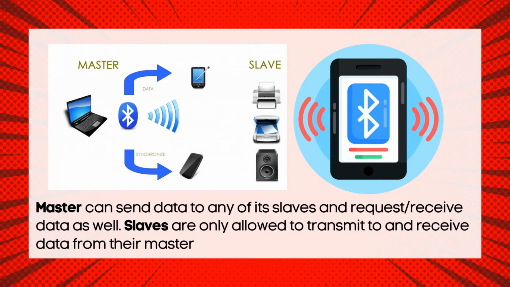So in our example, the masters are a laptop and cell phone, and they're using Bluetooth to send information, and they can also receive information from the slaves. The examples of slaves here are scanners, printers, and speakers. But the slaves cannot communicate with each other.